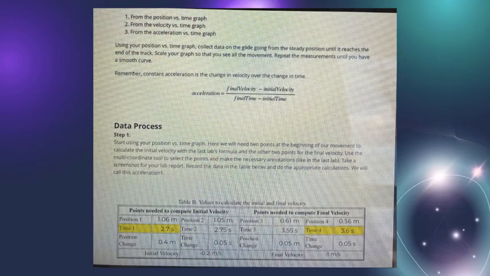For position 2, it was 1.05 meters. Our time 2 was 2.75 seconds, and our time change was 0.05 seconds. It resulted in an initial velocity of negative 0.2 meters per second.